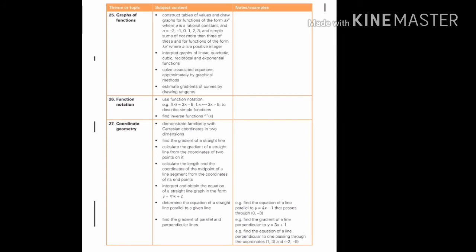Chapter number 27. It includes coordinate geometry, to demonstrate familiarity with Cartesian coordinates in two dimensions. Find the gradients of a straight line. Calculate the gradient of a straight line from the coordinates of two points on it. Calculate the length and the coordinates of the midpoint of the line segment from the coordinates of its endpoints. It also includes interpret and obtain the equation of a straight line graph in the form y = mx + c. Determine the equation of a straight line parallel to a given line. Find the gradient of parallel and perpendicular lines as well.